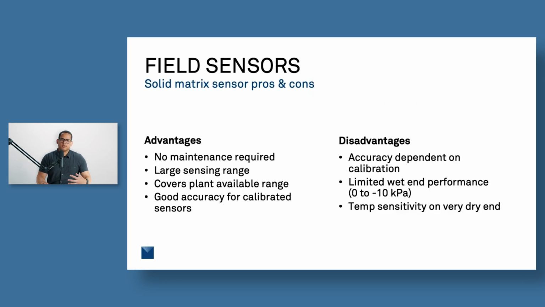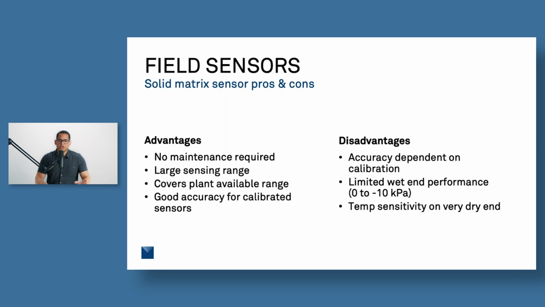Like I said, there are advantages and disadvantages to this technology. One of the primary advantages of solid matrix sensors like this is that they don't require maintenance. And you'll see more as we talk about tensiometers, the maintenance requirements there. They also have a larger sensing range like we saw in that chart earlier. What's nice about most of these sensors is they cover the plant available range. And as we've made improvements in the technology, we've actually been able to push them closer to saturation, which is great.